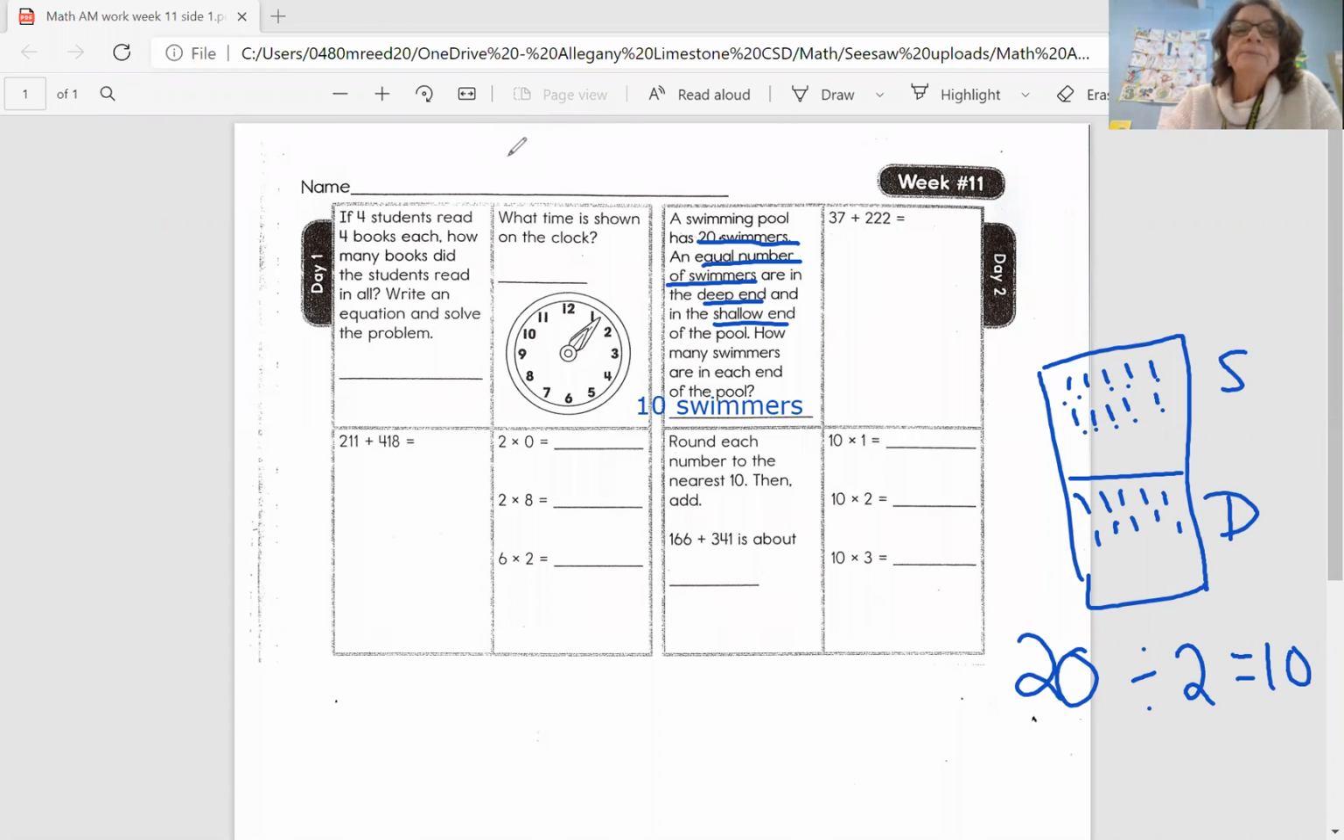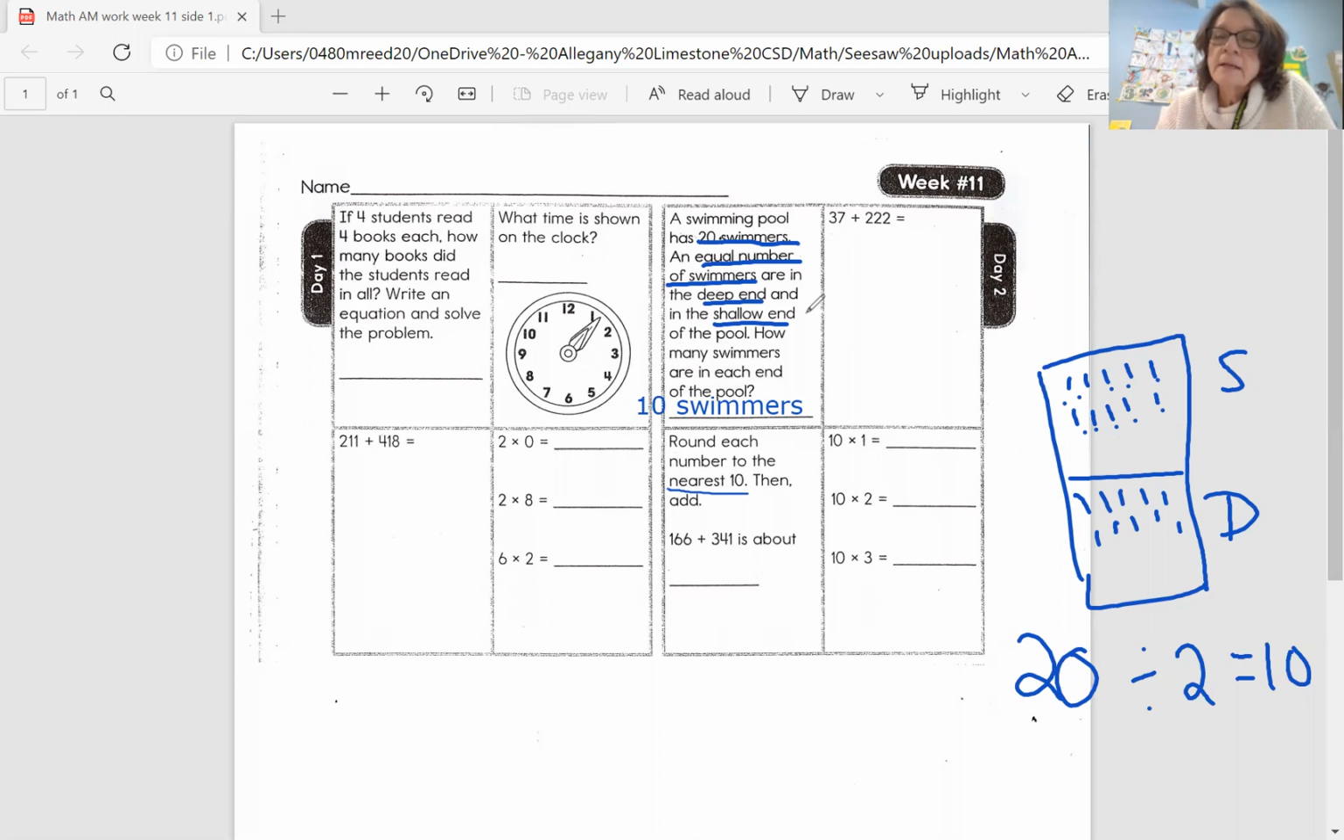Here's a rounding one, all right? And it says, round each number to the nearest 10, then add. So what we're really doing is we're estimating this sum. We don't want an exact answer. We want to round and then add, so we're getting an about answer. And the most important thing for me to underline here is nearest 10.